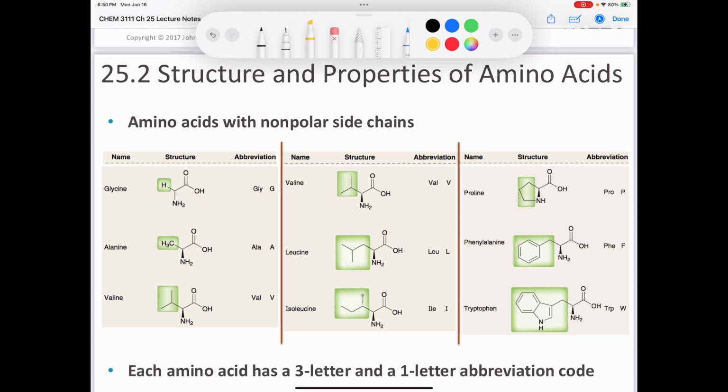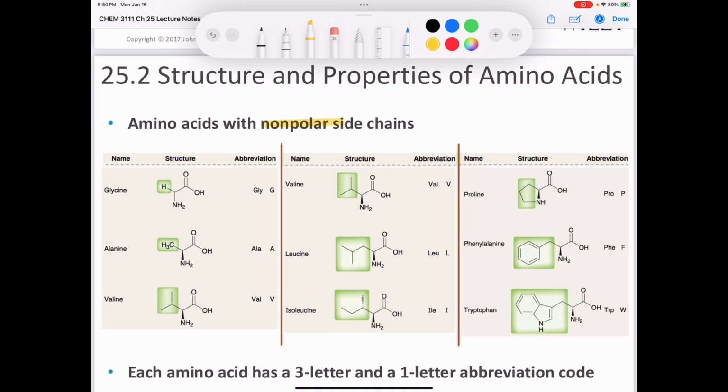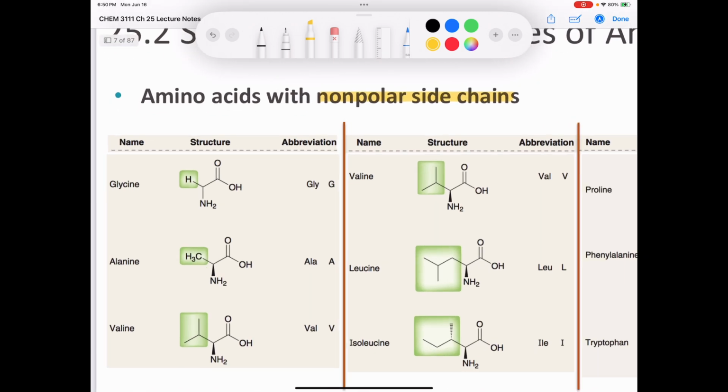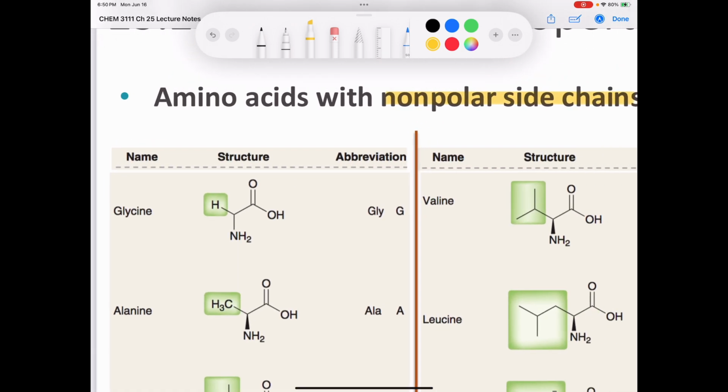And so let's take a look at the 20 naturally occurring amino acids that we are interested in. We're going to start with amino acids with non-polar side chains. You can see that for each amino acid, not only do we have the name and the structure, but they also have a 3-letter abbreviation and a 1-letter abbreviation. Now, you're not obliged to memorize the amino acids for this class, but it's not a bad idea, because many of you are going to want to take biochemistry and you will have to memorize the structure of all the amino acids for biochemistry. You'll also have to know the names.